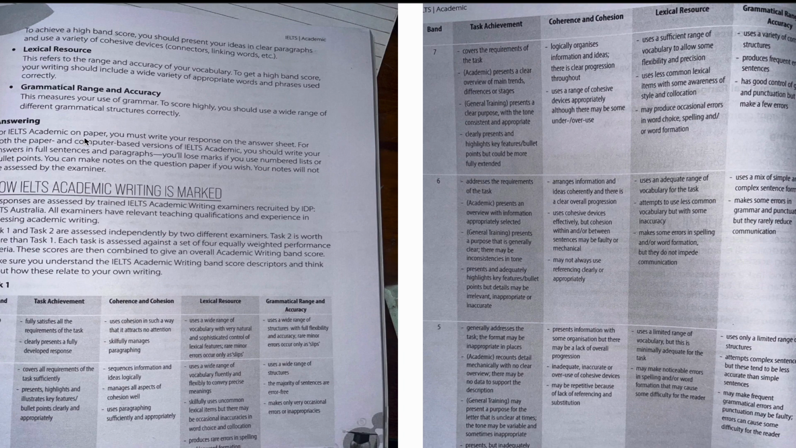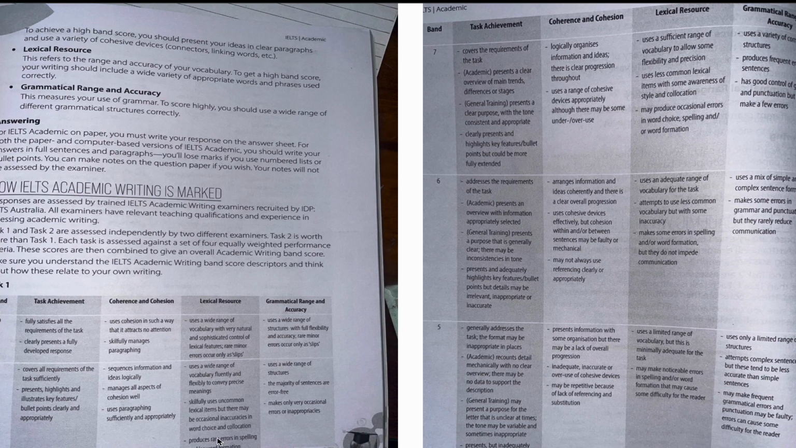For IELTS Academic on paper, you must write your response on the answer sheet. For both the paper and computer-based versions of IELTS Academic, you should write your answers in full sentences and paragraphs. So you need to write it full and complete. If not, you will be losing marks. You lose marks if you use numbered lists or bullet points. You can make notes on the question paper, but when you are submitting the answer, it needs to be in paragraphs only. Otherwise, you will lose marks. They are not interested in seeing any sort of note making, right? They want to see a full-fledged essay, right?